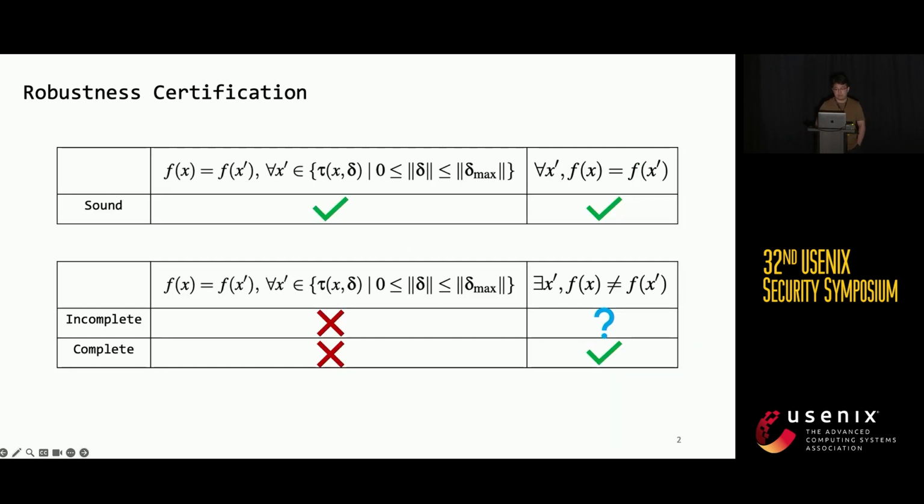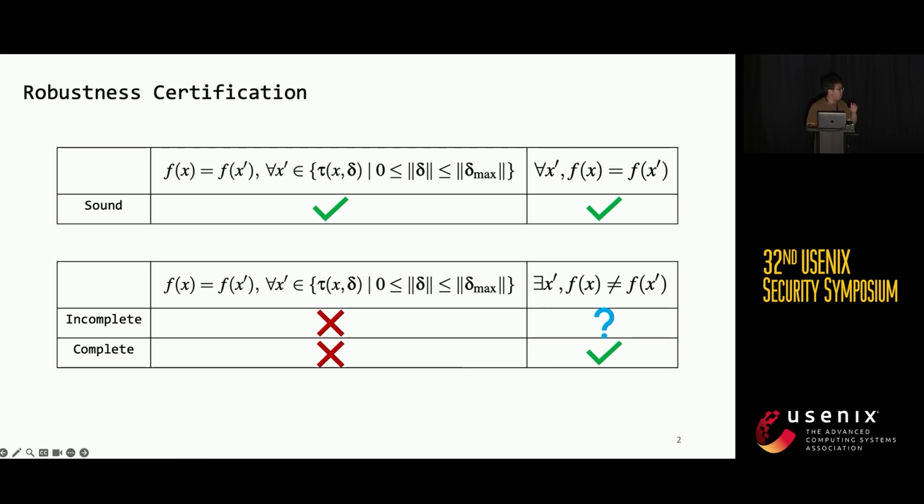In practice, neural network robustness certification is sound, which means if the certification succeeds, then all mutated inputs must have the same prediction as the original input. Nevertheless, the completeness may not always be guaranteed. If the certification is complete, then the certification fails only when the neural network has inconsistent predictions for some inputs.